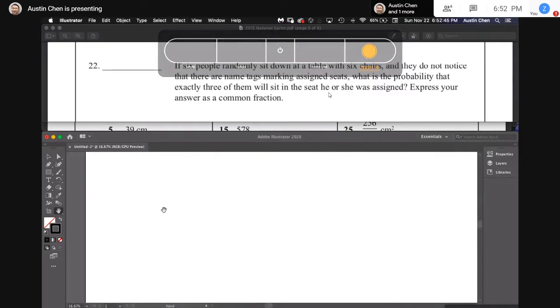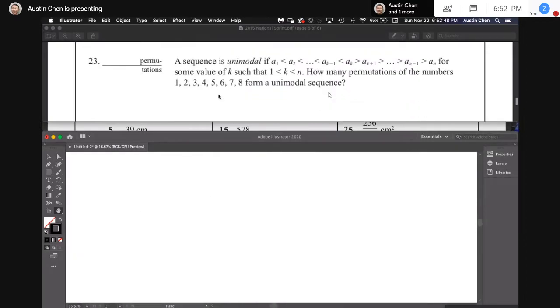Okay. All right. Number 23. A sequence is unimodal if A1 is less than A2 is less than all the way to A sub k minus 1, and that is less than A sub k. And then that is greater than A sub k plus 1, and keep on going greater all the way to A sub n, for some value of k such that 1 is less than k is less than n. So k is somewhere between 1 and n, but it is not equal to 1 or n. How many permutations of the numbers 1 through 8 form a unimodal sequence?